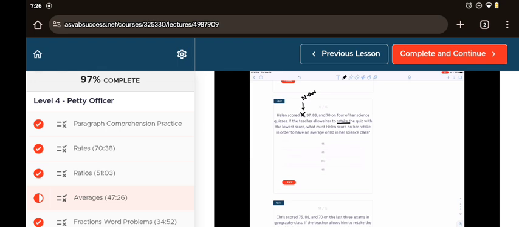So this is going to be kind of like the last question we did. We're going to have 97 plus 88 plus 70, and then that retake is going to be x, because we're going to replace the 56 with something unknown. We're going to divide the whole thing by 4, and what does she want her average score to be? 80. So that's what we're going to call this.